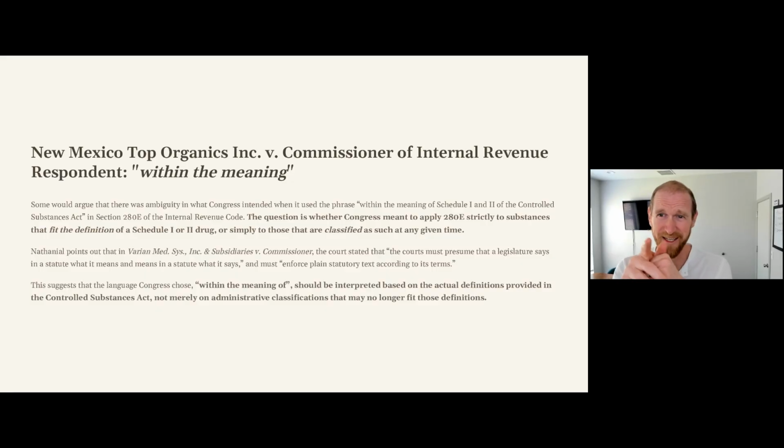It doesn't really matter, because if you look at this court case, Varian Medical Systems Inc. and Subsidiaries versus Commissioner, the judge concluded the courts must presume that a legislature says in a statute what it means and means in a statute what it says, and must, quote, enforce plain statutory text according to its terms, end quote. So this suggests the language Congress chose, "within the meaning of", should be interpreted based on the actual definitions provided in the Controlled Substances Act, not merely on administrative classifications that may no longer fit those definitions. So that's a pretty big argument.